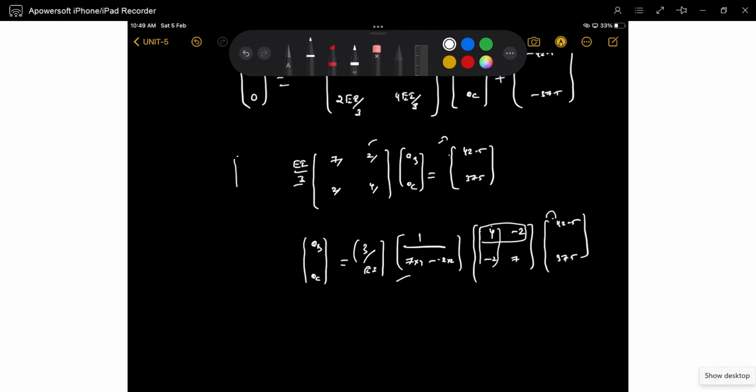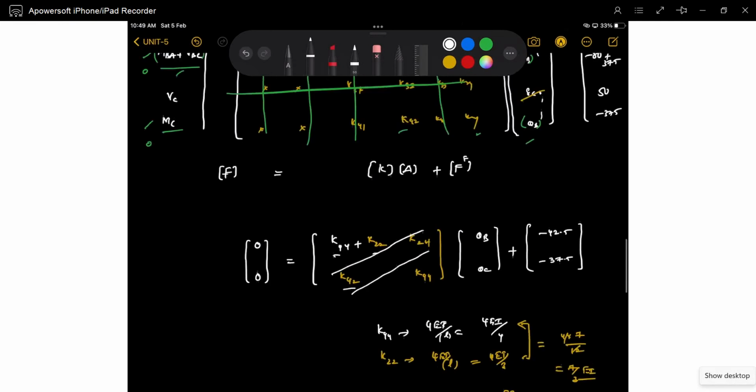What is theta B and theta C? Theta B is 11.87 by EI. Theta C is 22.18 by EI. So both will get positive values. Positive values means what? Anti-clockwise. Positive values means anti-clockwise. Are understood? Those are the anti-clockwise deformations.